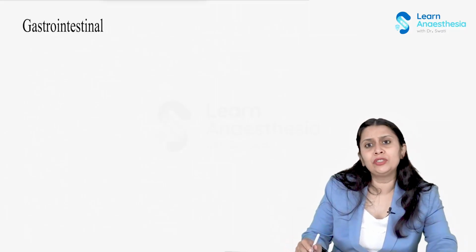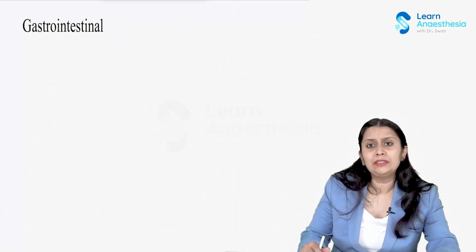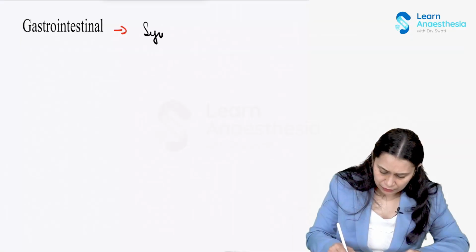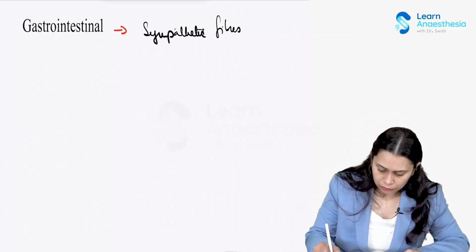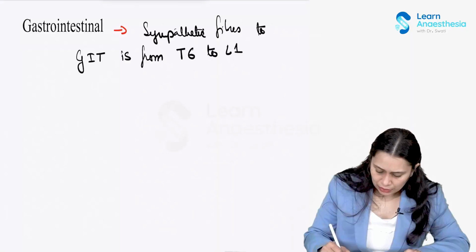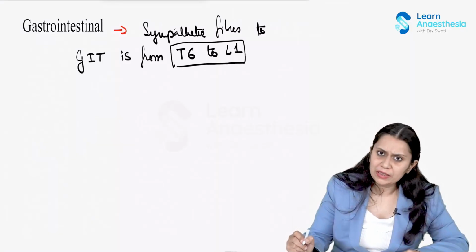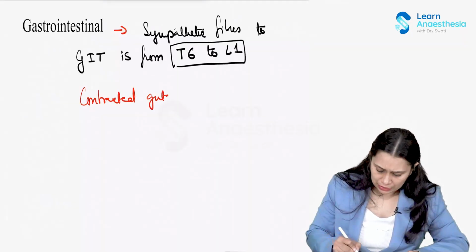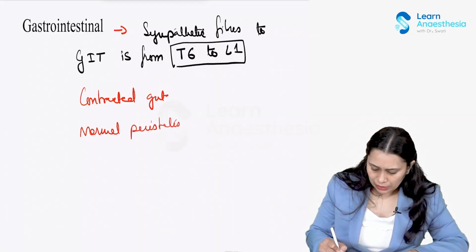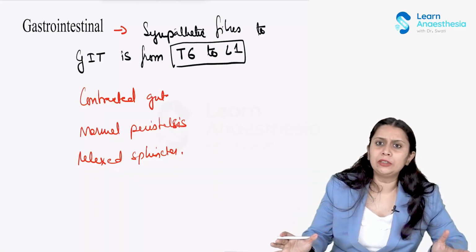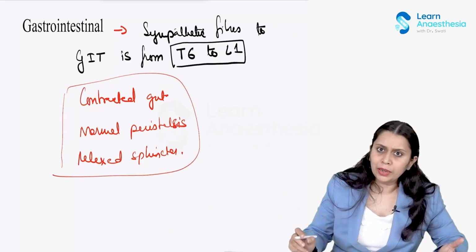See, your GI tract is innervated by your sympathetic nervous system, and the parasympathetic nervous system is unopposed. The sympathetic fibers to the gastrointestinal system are from T6 to L1. Parasympathetic is from the vagus, which is not blocked. So parasympathetic is unopposed, sympathetic is blocked, and because of this we get a contracted gut, normal peristalsis, and relaxed sphincters. All this improves the surgical field of the patient, right? So remember this. Okay, then renal.